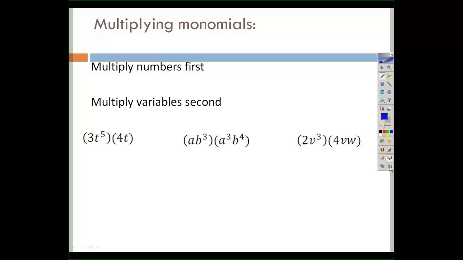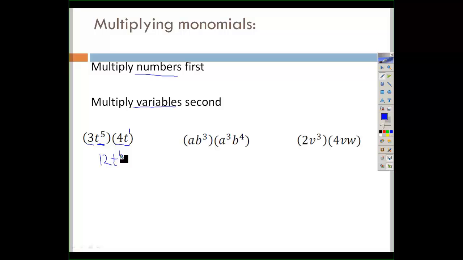So what I'm going to do is multiply numbers first. So I'm going to say 3 times 4 is 12. Variable second. Okay, I see t to the 5th here and t to the 1st power here. So 5 plus 1 is 6, t to the 6th. And that's going to be my answer for that one.